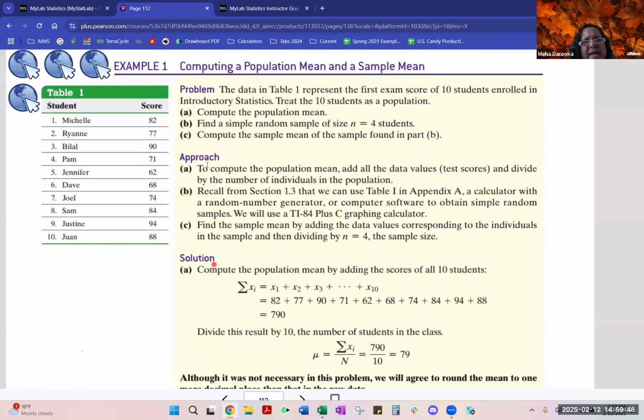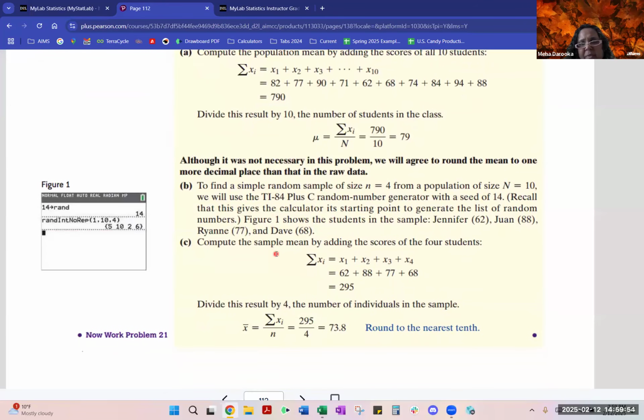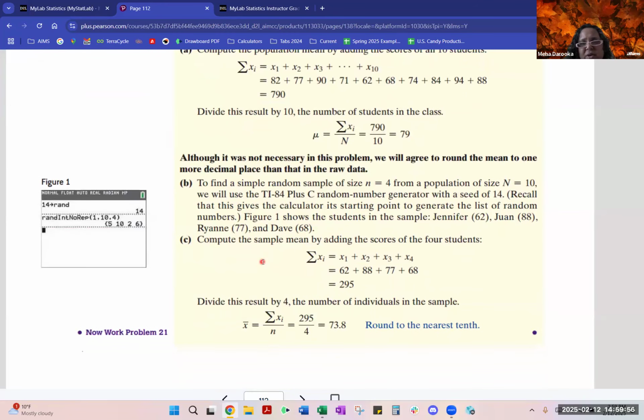Now, part B here was asking us to find the simple random sample of 4 students. So this time keeping a sample size of 4 students. So they're saying, okay, you can use technology to find a random number generator. So you can use TI-84 or like we talked about before, random.org. And looks like the 4 students they picked are Jennifer, who had a score of 62, Juan at 88, Ryan, not sure how to say that, 77, and Dave had a score of 68.